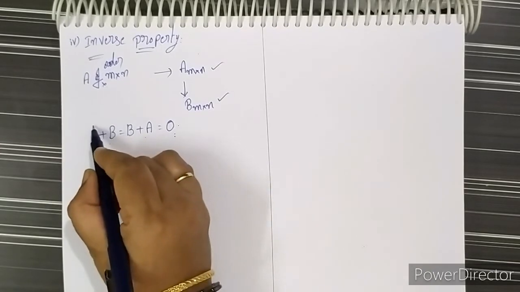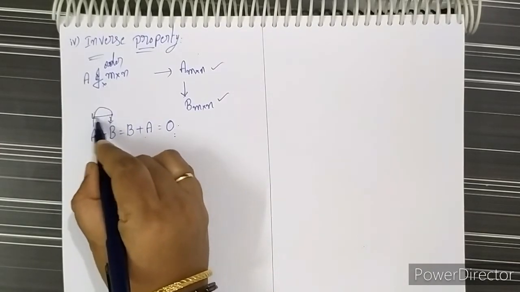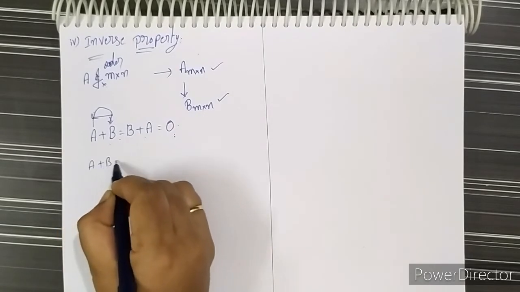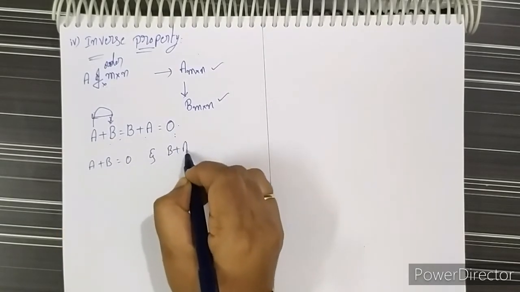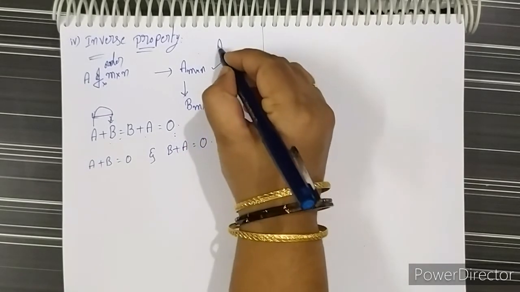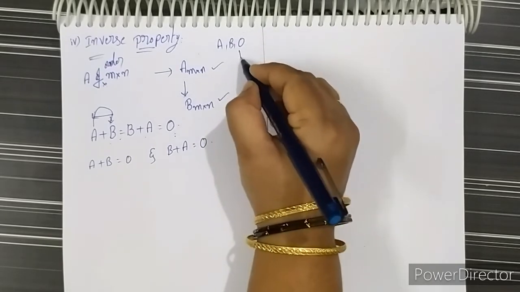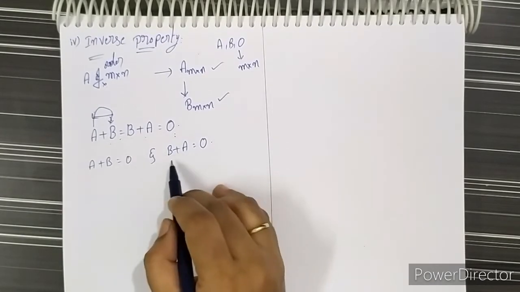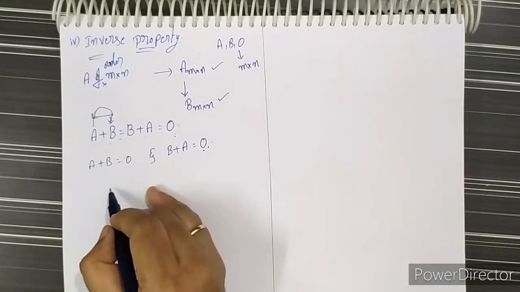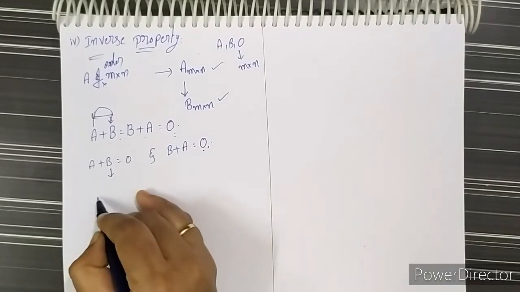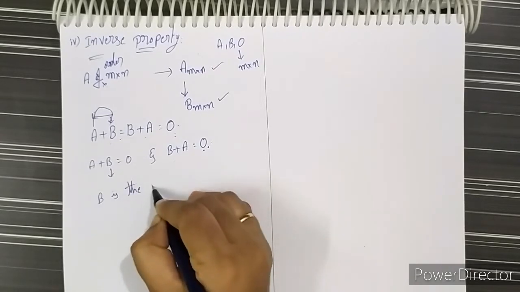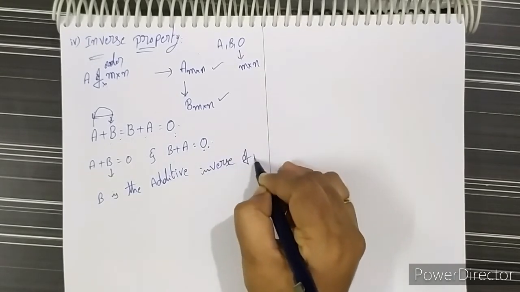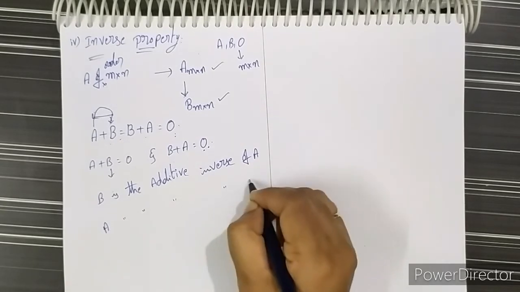Then we can say that B is the additive inverse of A. If A plus B equal to O and B plus A equal to O, and A, B, O are of the same order m by n, then in this condition B is the additive inverse of A, and also A is the additive inverse of B.